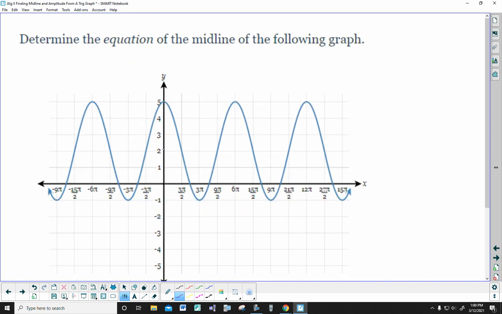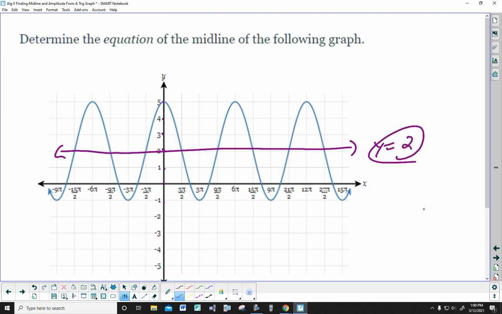This one, it looks like the middle is about 2. So let's just check it. We're going to count 1, 2, 3 up, and 1, 2, 3 down. So this would be the midline right here. You don't need to draw it. I'm just doing it to illustrate what the midline is. And the equation for that line is y is equal to 2.